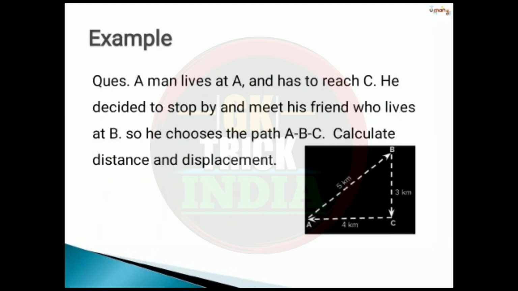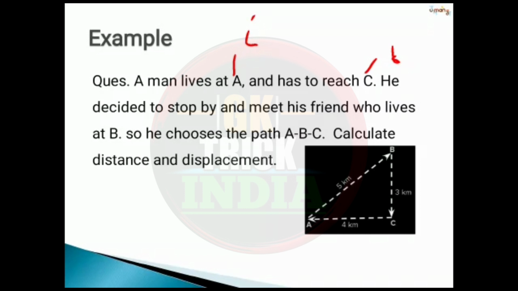So its initial position will become A and final position will become C. He decided to stop by and meet his friend who lives at B. So he has to choose a path A, B, C. Calculate the distance and displacement.